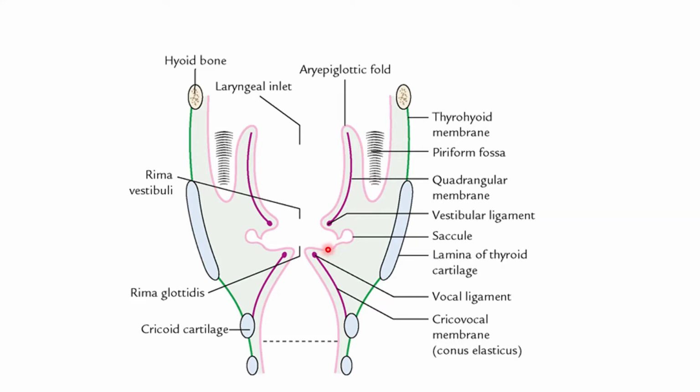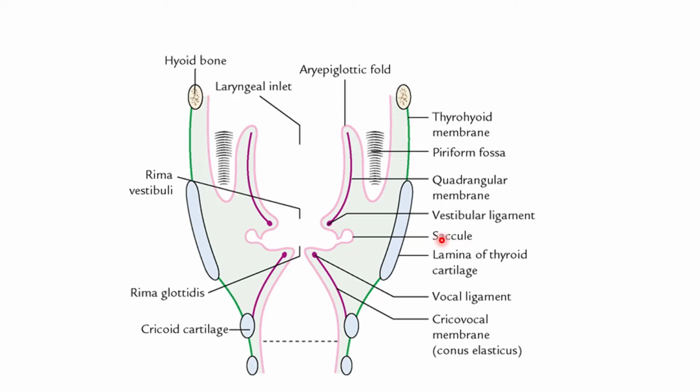The sinus seems to be projected on either side, as this part of the larynx is devoid of the membranes on either side, and the sinus seems to project upwards and backwards to reach the lamina of the thyroid cartilage over here, which is called the saccule. The saccule is rich in mucous glands.